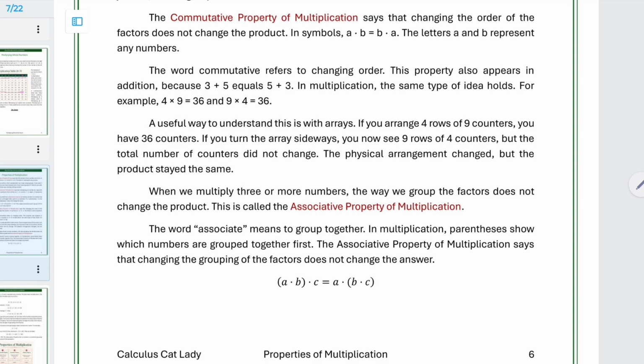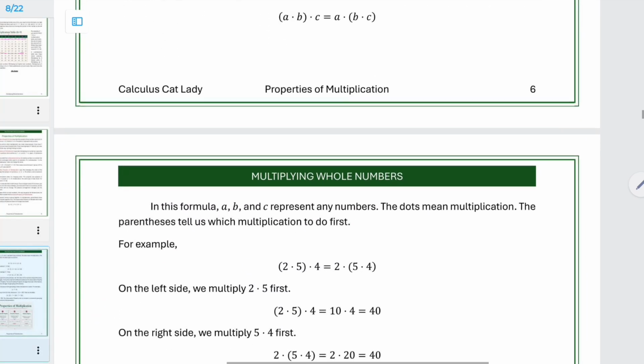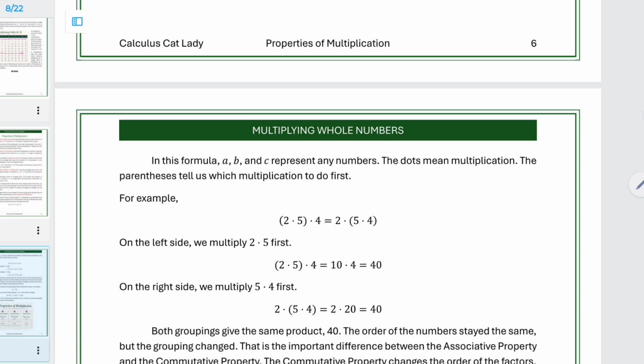The product of a times b times c equals a times the product of b times c. In this formula, a, b, and c represent any numbers. The dot means multiplication. The parentheses tell us which multiplication to do first.